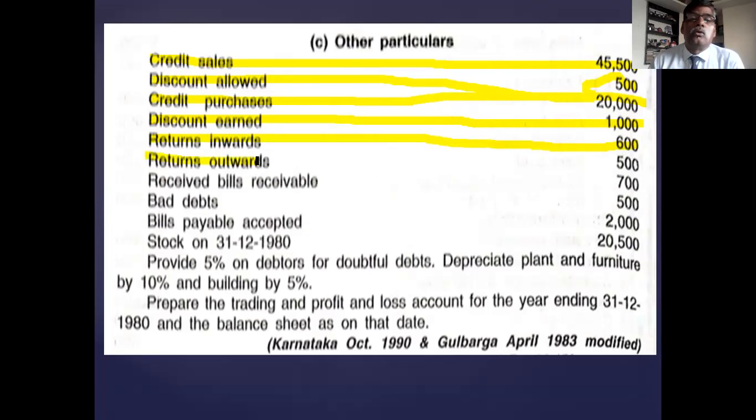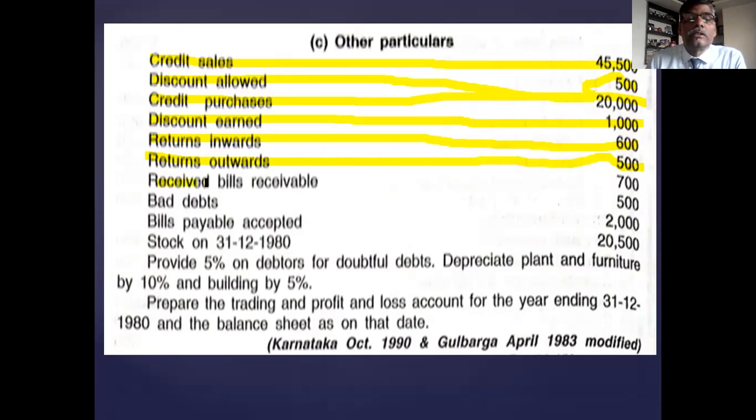Next is return outward. Return outward means goes out. Whatever you purchased, you return to the supplier. So it is related with purchase. Return outward means purchase return. First you take it in the creditor account, debit side. Then you record it in the trading account, debit side, deducting in the purchase.